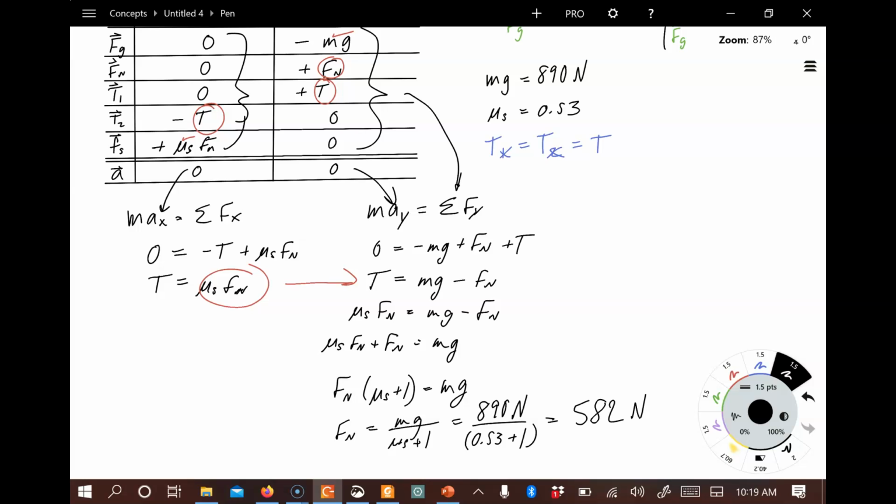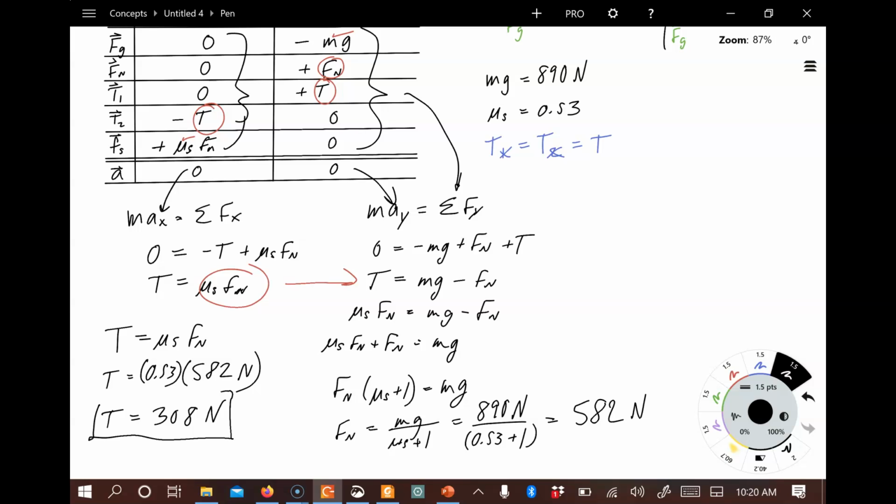So we just figured out the strength of the normal force. Now to get to tension, that's easy. Once you've got the first one of the two equations, the second one, you just plug it in. So we have mu s times Fn. We know that mu s is equal to 0.53, dimensionless, and the normal force we just calculated is 582 newtons. When we put that into our calculator, we get an answer equal to 308 newtons. So that is the tension in the rope, everywhere in that rope.